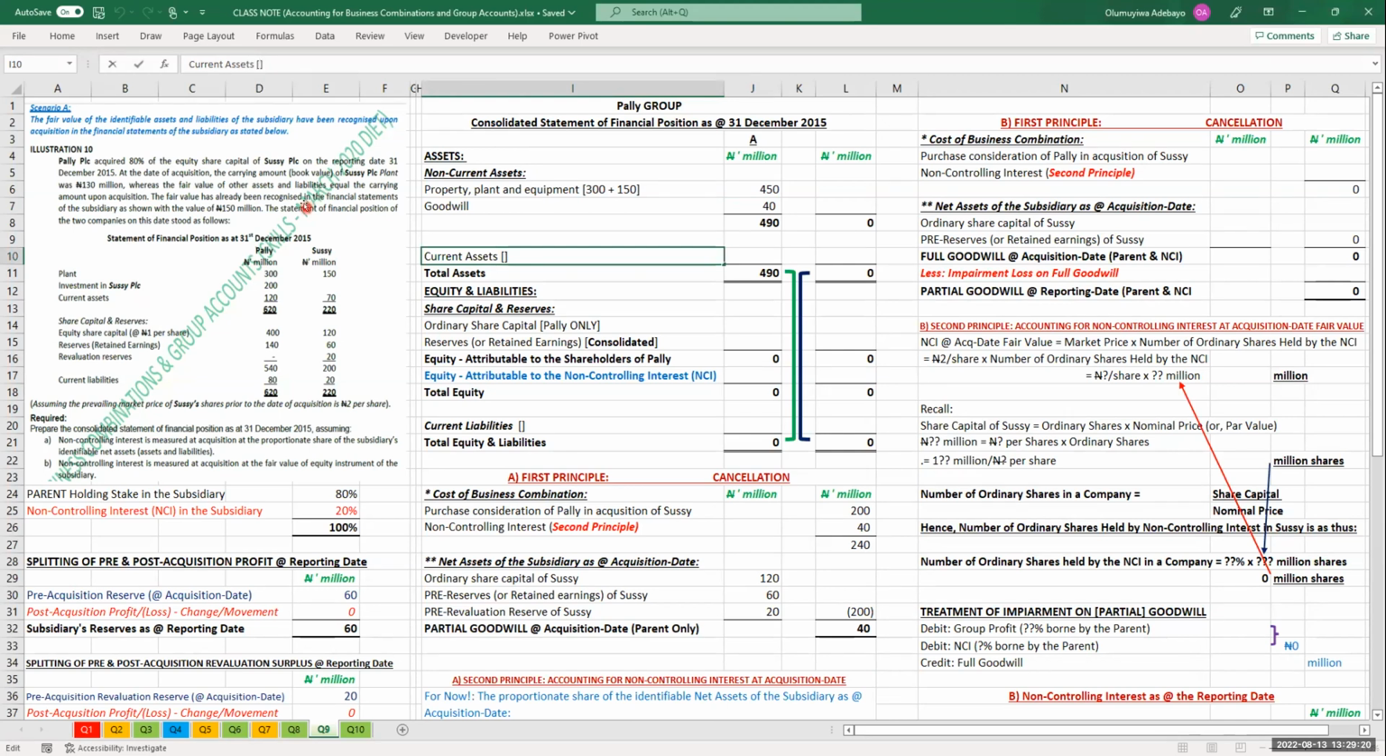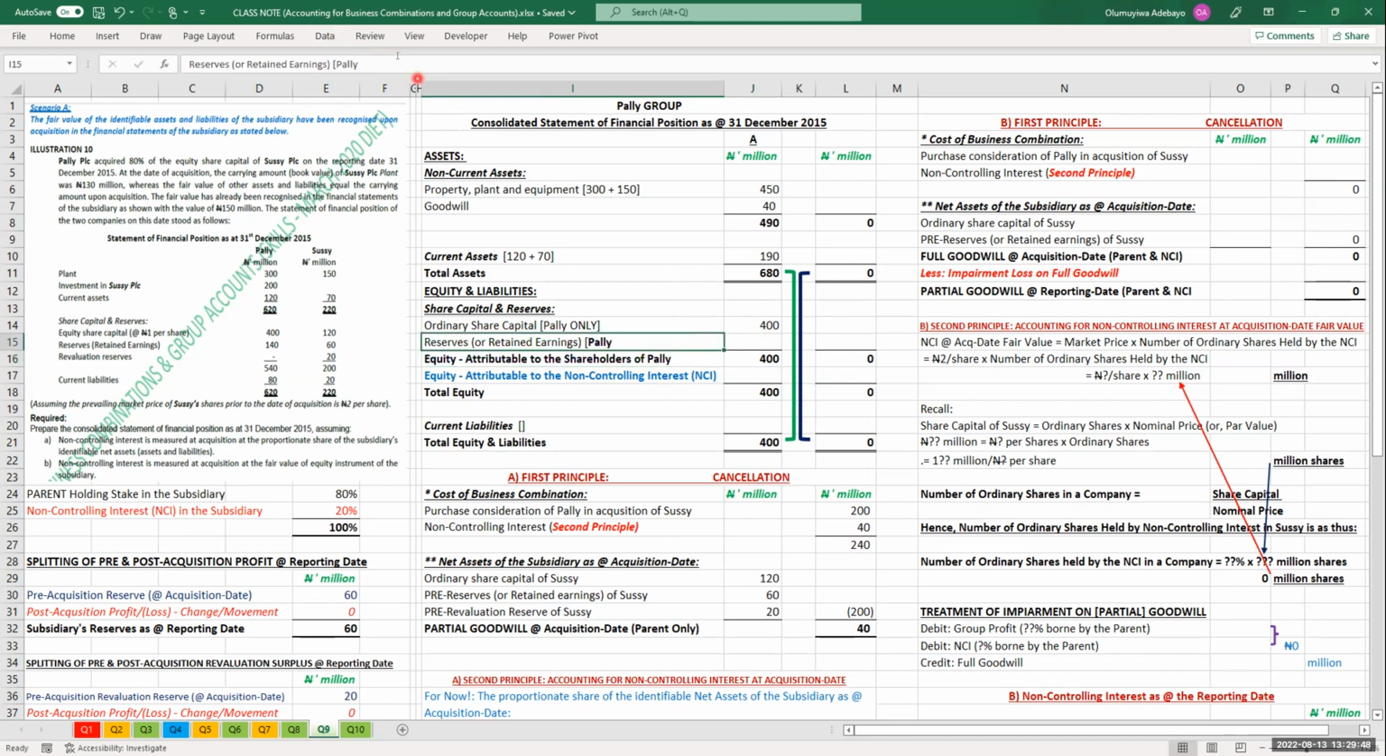120 and 70, and that will give us 190. Therefore, our total asset is 680. Share capital is that of the parent alone, which is 400. Consolidated retained earnings is not consolidated because we are still at acquisition and we are only recognizing that of Pali.